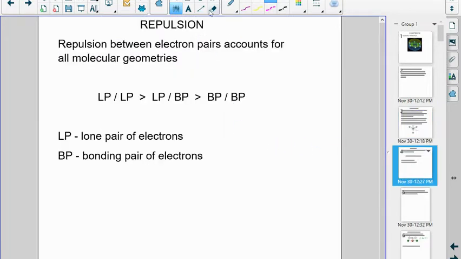As far as repulsion goes, repulsion between electron pairs accounts for our geometries. Lone pair versus lone pair have the most repulsion, because those are closest in to the atom, since they're not being shared. Then comes lone pair with bonding pair, and bonding pair with bonding pair has the least repulsion. We'll see that later on.